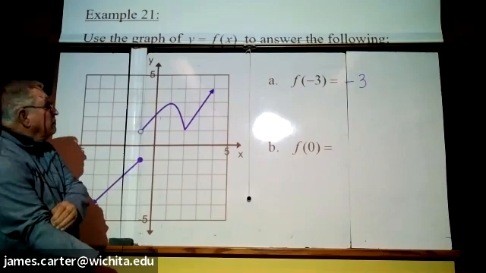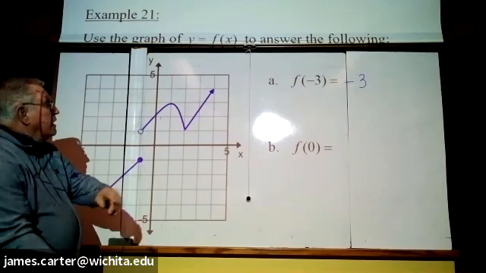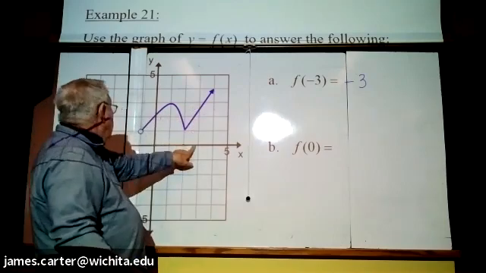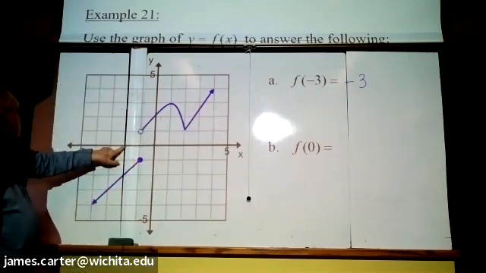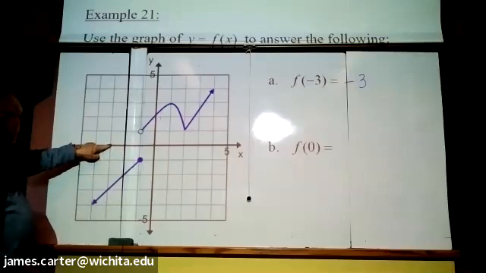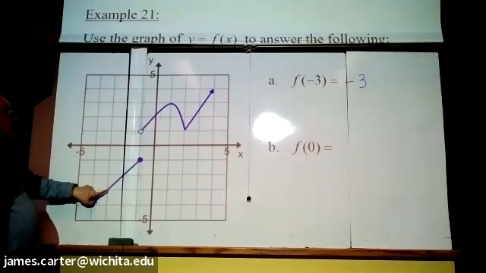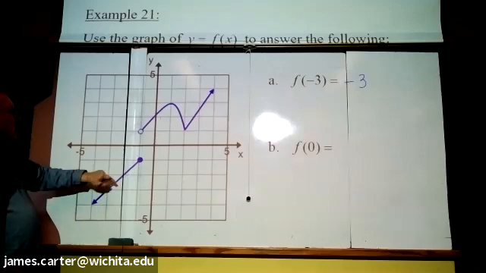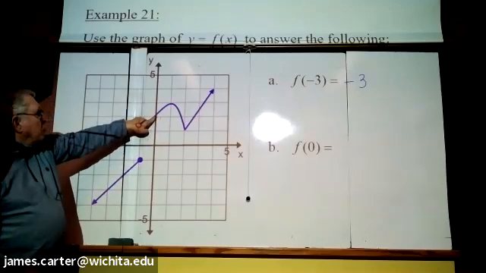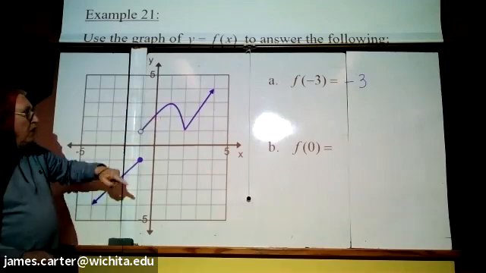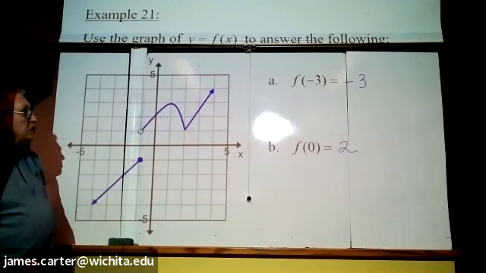Oh, you know what? I got careless. That doesn't say x is 3. It says x is -3. 1, 2, 3. And the y value is -3. Okay, if x is 0, maybe I'll get this one right. Looks like about 2.1. They just called it 2.